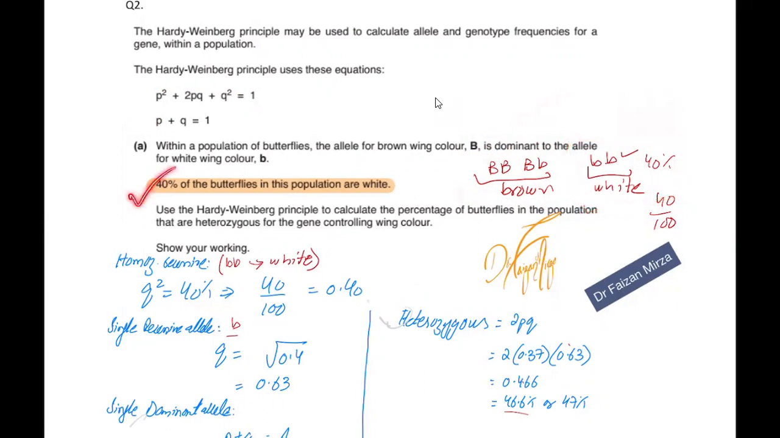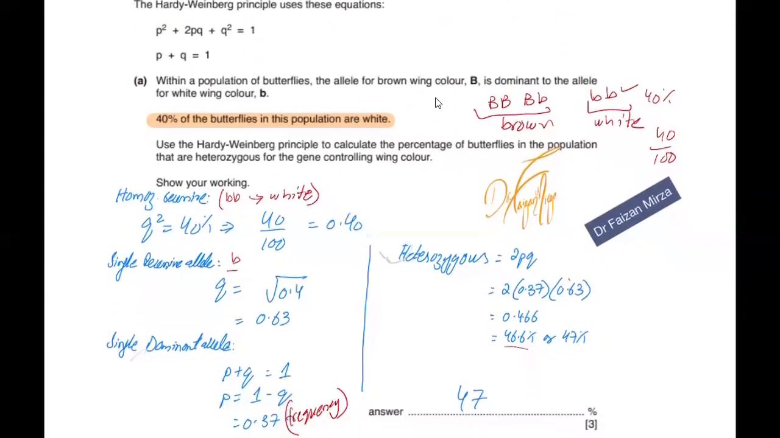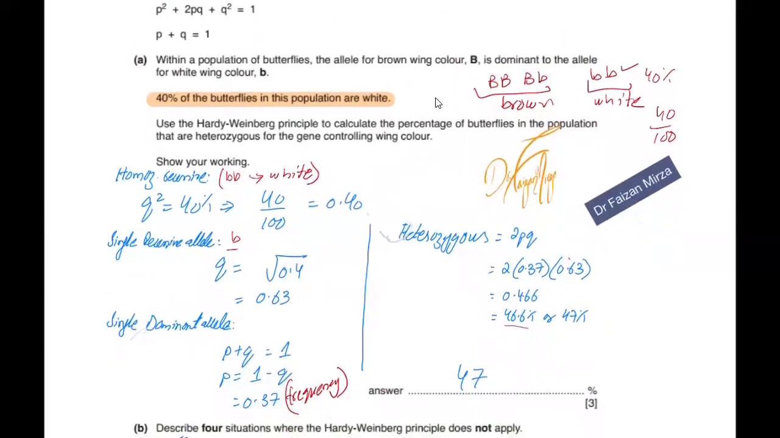So this is already given to us, that recessives are given, and they're asking you to calculate the percentage of butterflies in the population that are heterozygous for the gene controlling wing color.